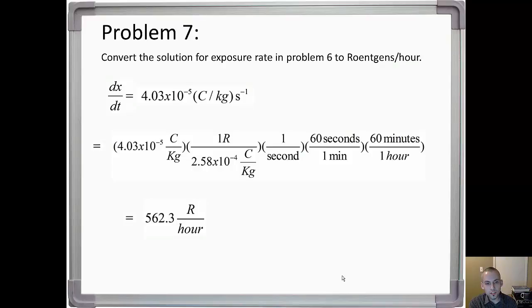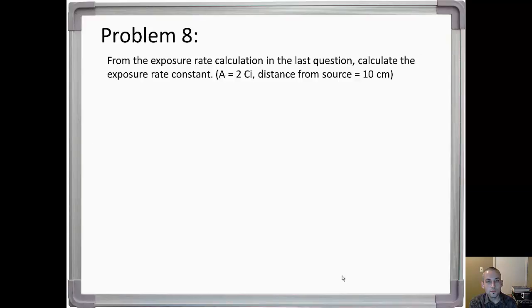We get 562.3 Rankins per hour. Okay, let's go to problem 8. Now, from the exposure rate calculation in the last question, let's put it all together. Let's calculate the exposure rate constant with activity of 2 curie, distance from the source 10 centimeters. Okay, there's our formula. Let's put it in Rankins per hour, a centimeter squared over millicurie. Let's put it in those units.